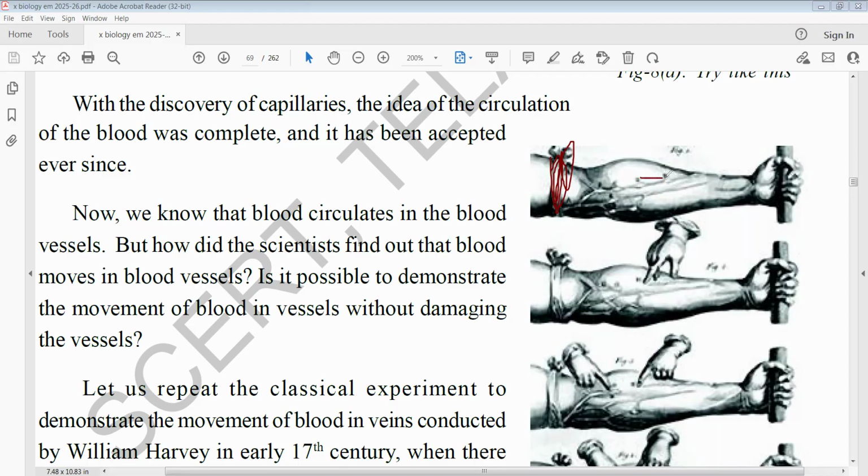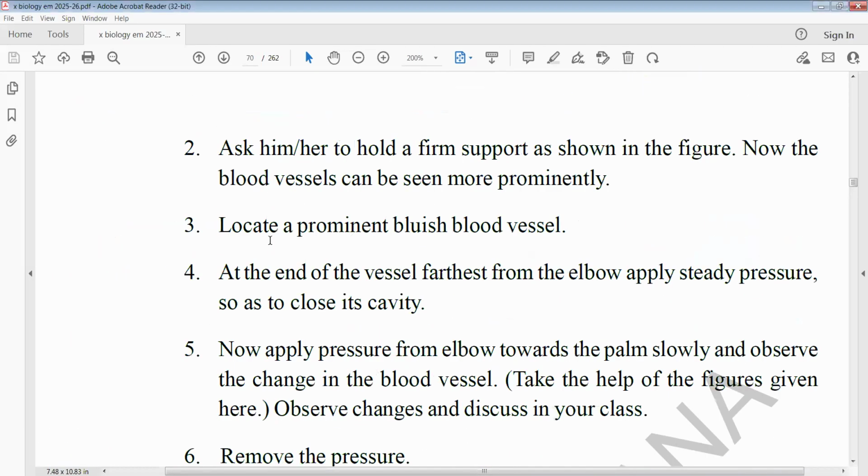So we can see this. Hold a form support as shown in the figure. Now the blood vessels are seen more prominently. This is a common experience while doing a blood test in the laboratory. We close our fist, then the person ties firmly above the elbow. We know that already.